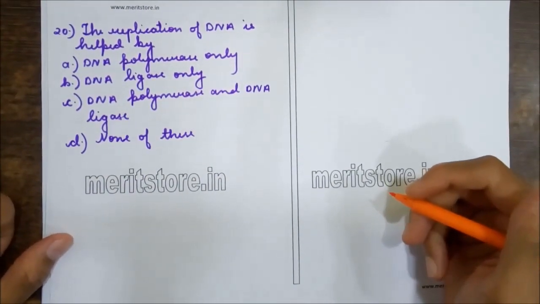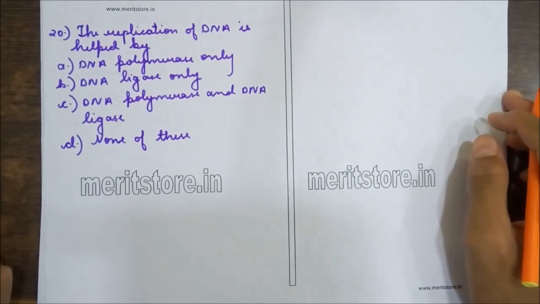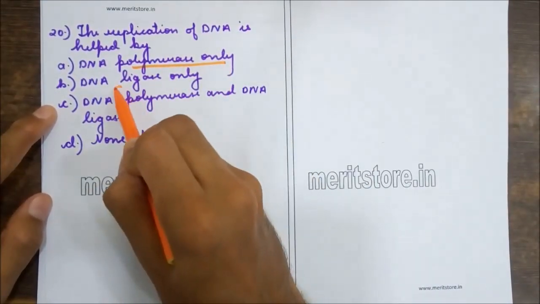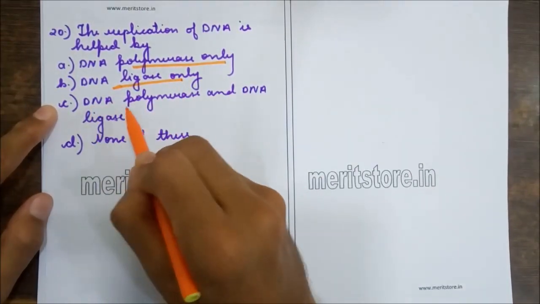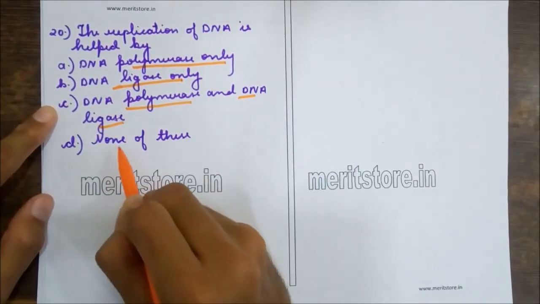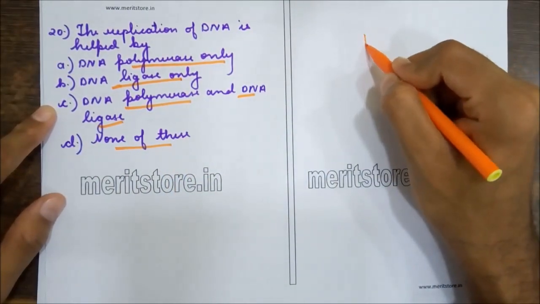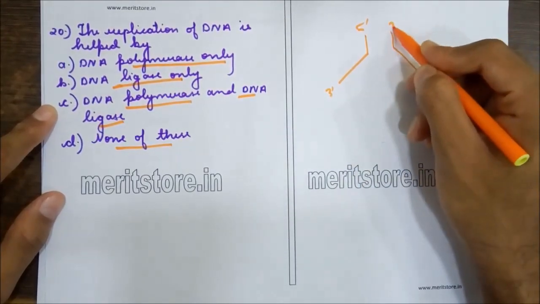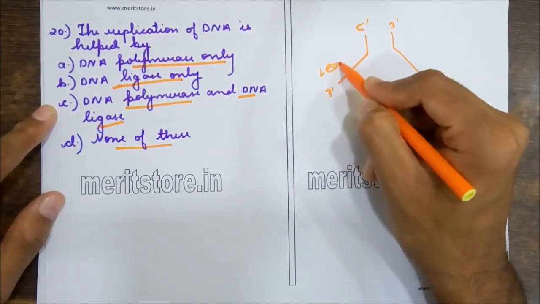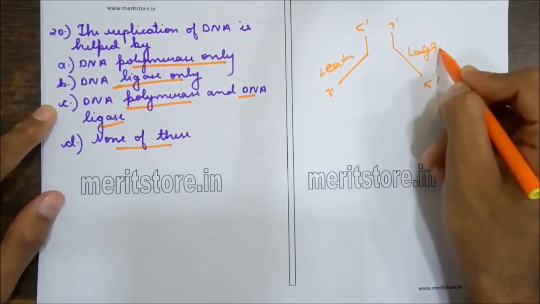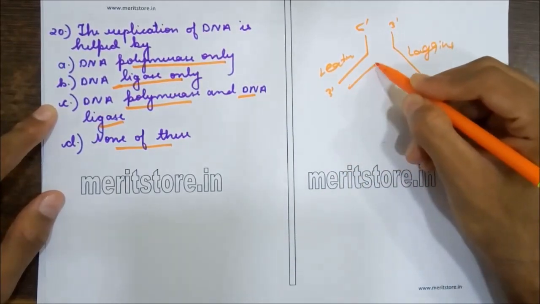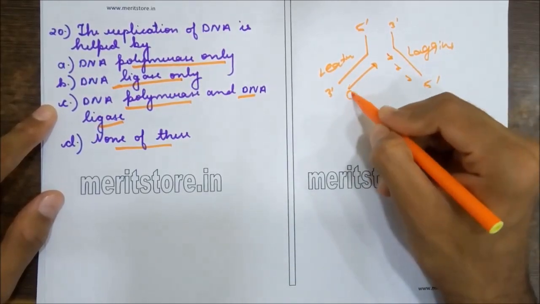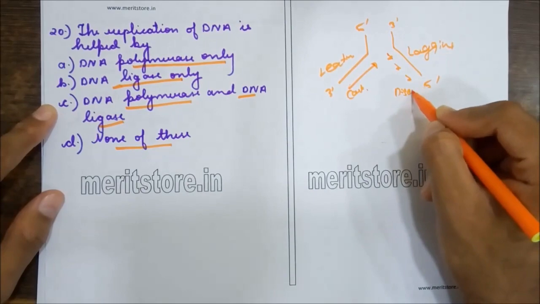Question number 20. The replication of DNA is helped by option A, DNA polymerase only, option B, DNA ligase only, option C, DNA polymerase and DNA ligase, and option D, none of this. Again, the replication part of DNA, semi-conservative replication, two strands leading and lagging. On leading strand there is continuous synthesis, on lagging strand there is discontinuous synthesis.